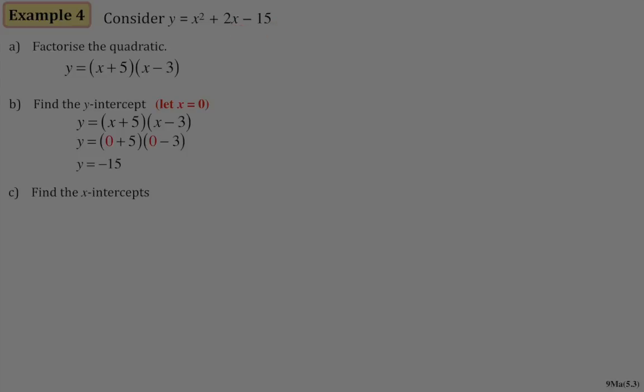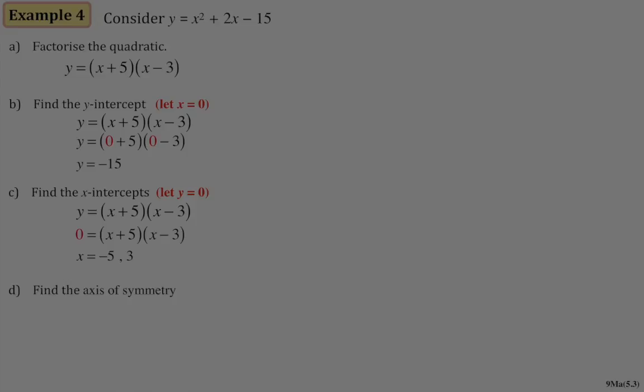Find the x-intercepts. Well, you find x-intercepts by letting y equals 0. So we rewrite the factorized version where y equals 0, and then we use the null factor law. x will equal minus 5 and plus 3.